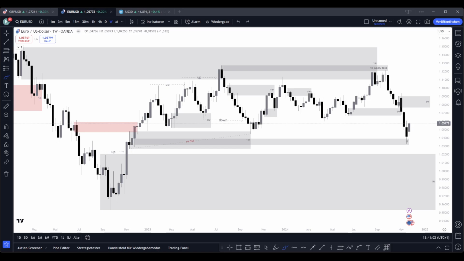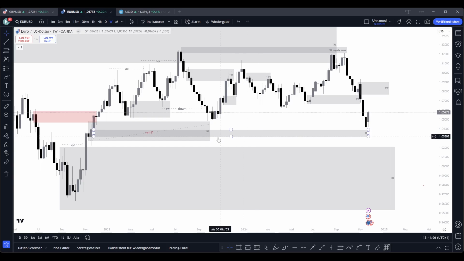So getting now into the weekly time frame, what can we see on the weekly time frame? Price has provided a reaction again within this weekly demand zone, within which we're able to spot a daily demand zone. This is the reaction of price.